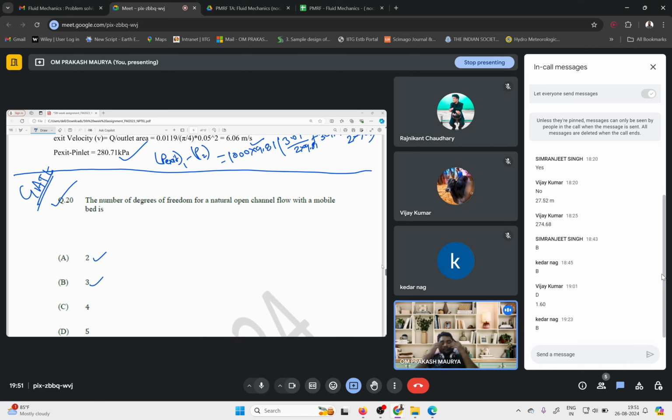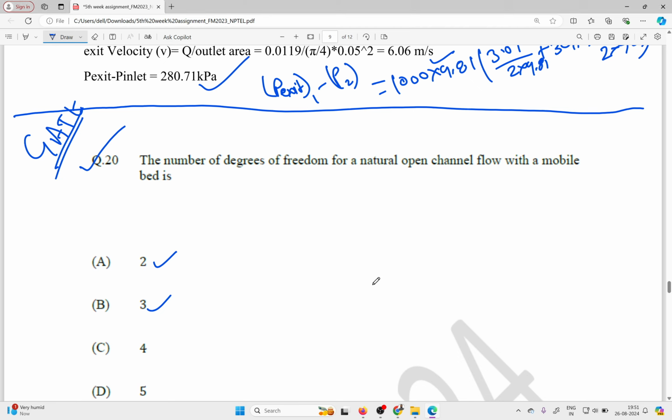Okay, now I want to discuss. Here, the number of degrees of freedom for a natural open channel, like a river, the actual example, river.